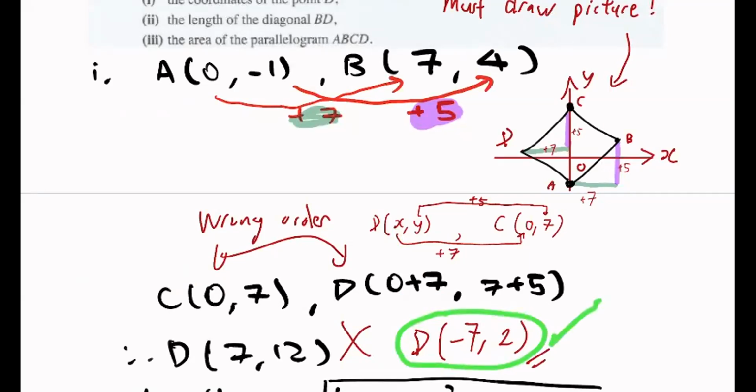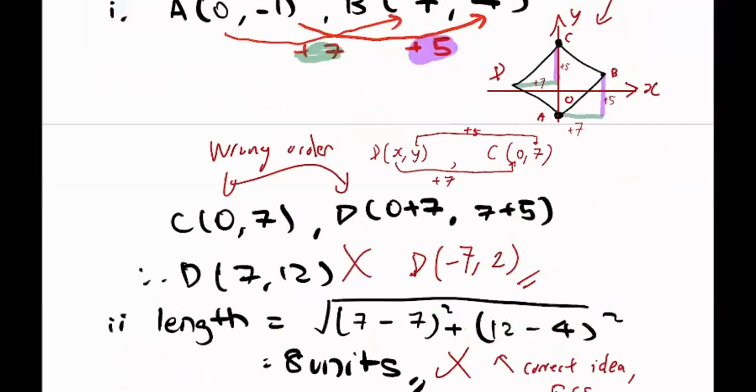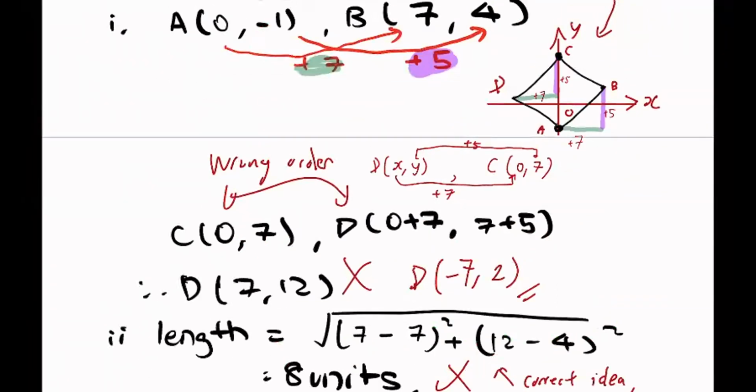Then now we want to find the length of the diagonal BD. So yes, it's just error carried forward. Let's calculate it right now. The length, I'll call it L, part 2. Square root of point B to D. B is 7, 4. D is -7, 2. So it's 7 minus negative 7, bracket squared, plus 4 minus 2, bracket squared. Calculate, you get 14 squared plus 2 squared. I need a calculator for this. 14 squared plus 2 squared is 200. So square root of 200.